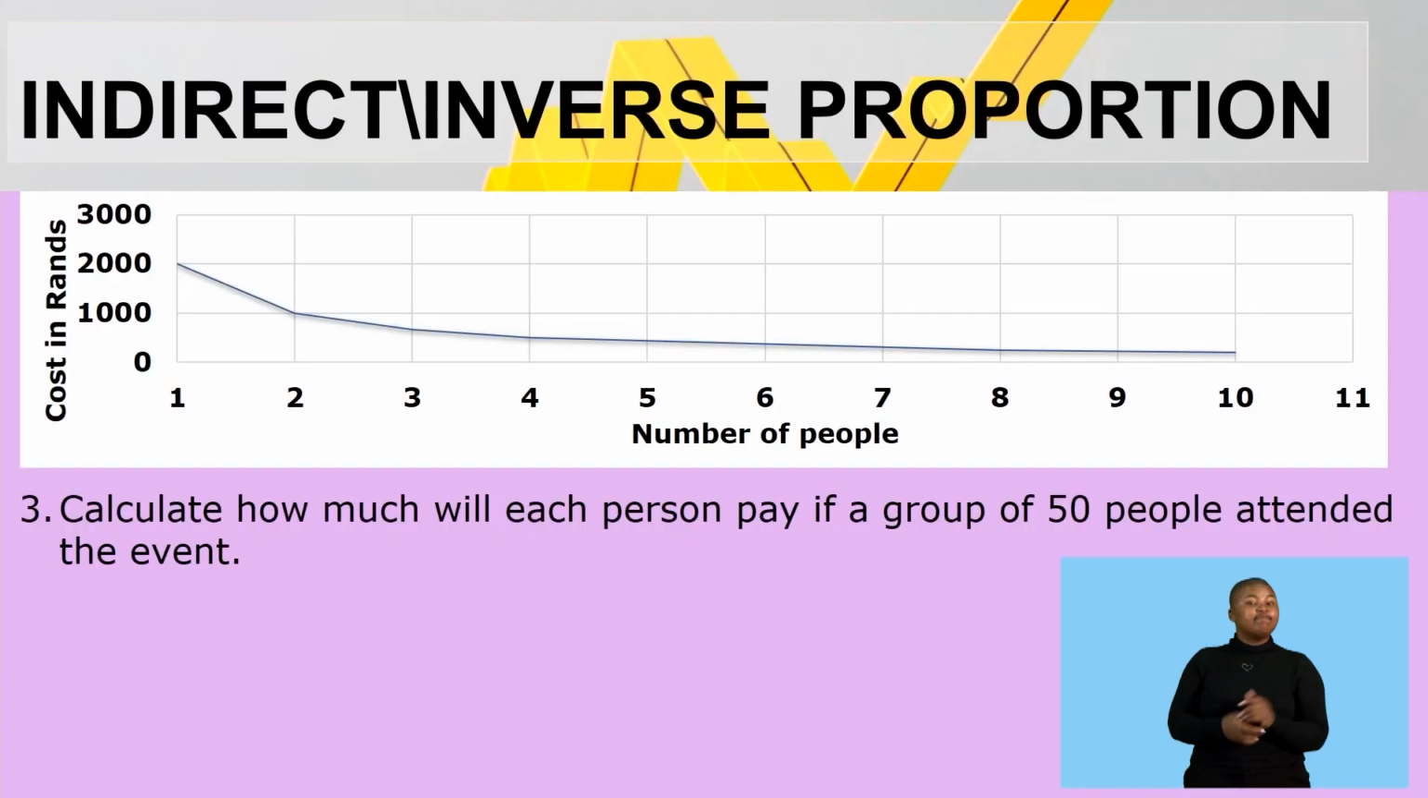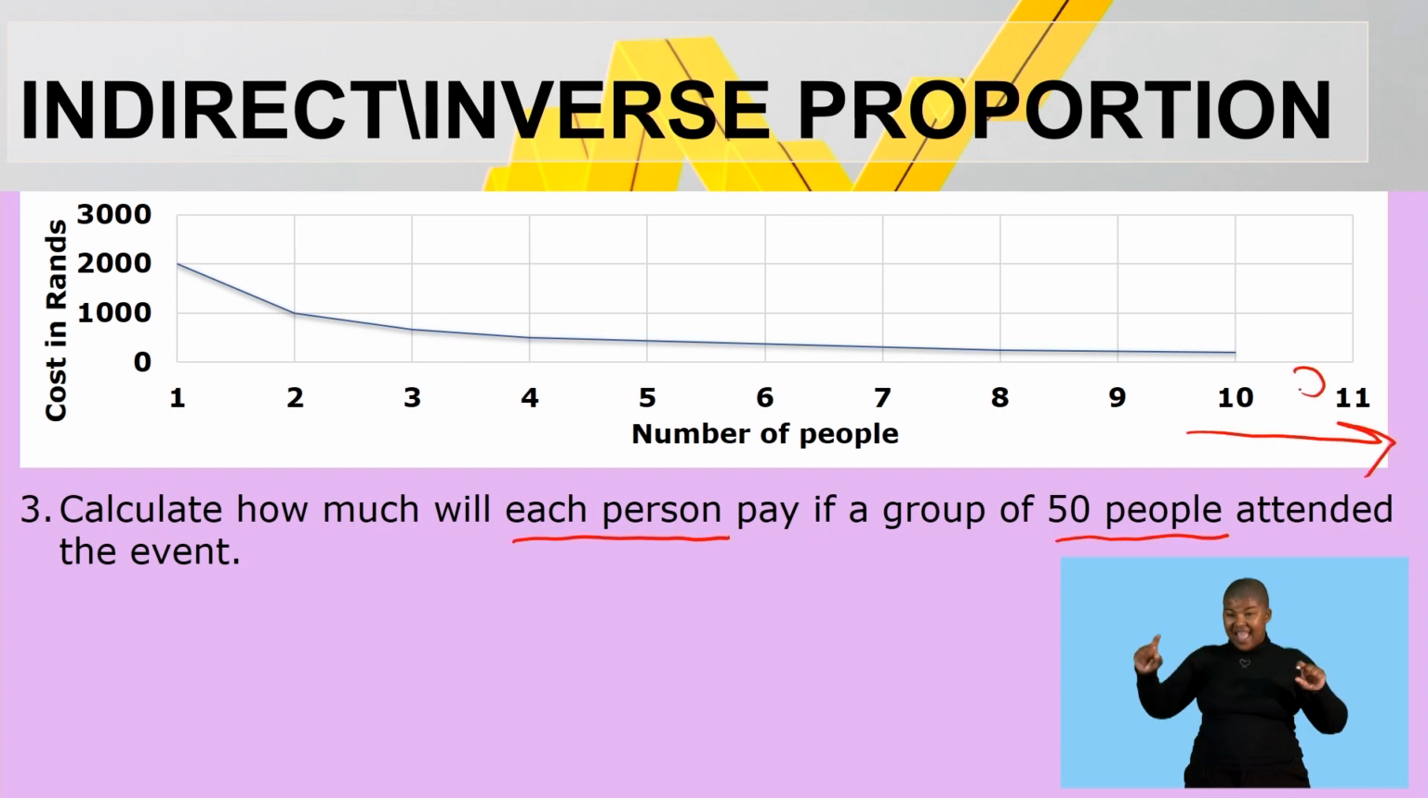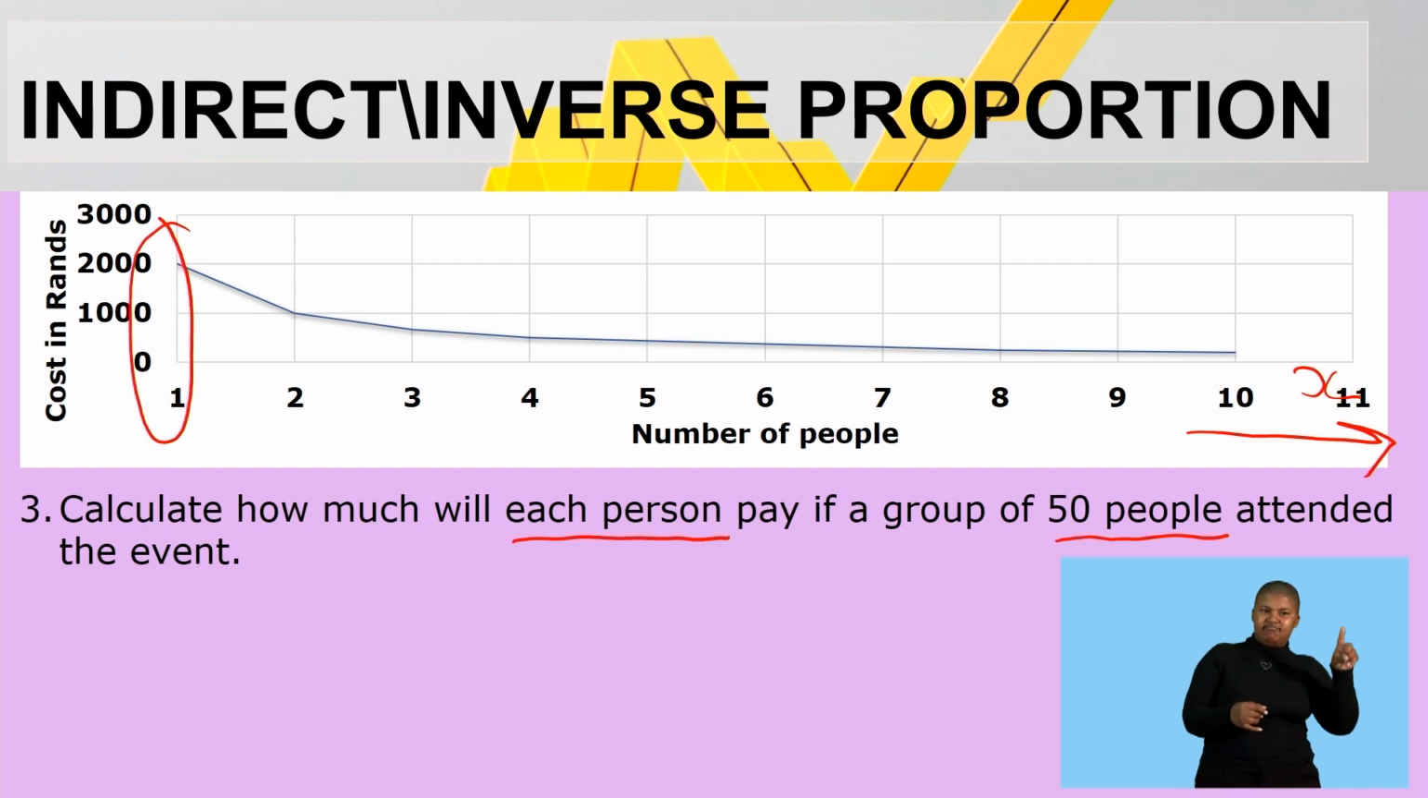Let's look at another example. Calculate how much each person will pay if a group of 50 people will attend the event. Now, as you can see, there is not a number 50 labeled on the x-axis. So now we need to go and look for something else. The best go-to that we have is the price for one person.